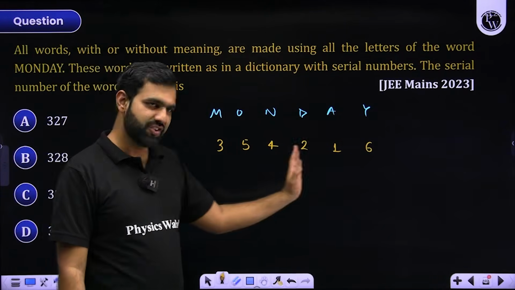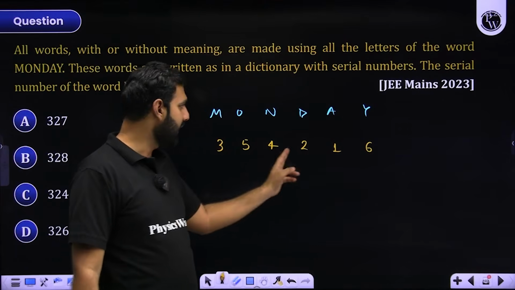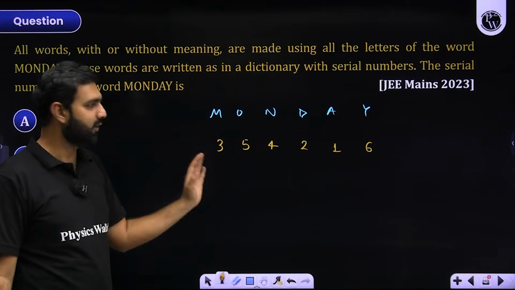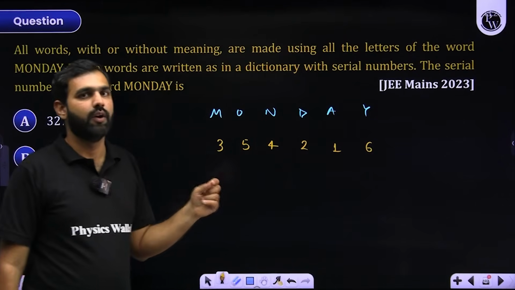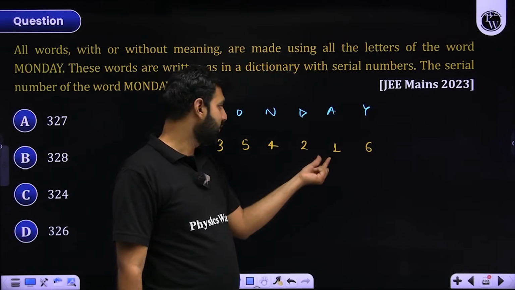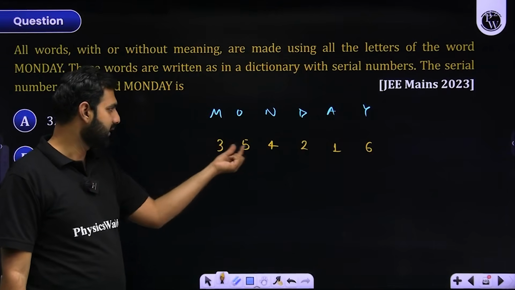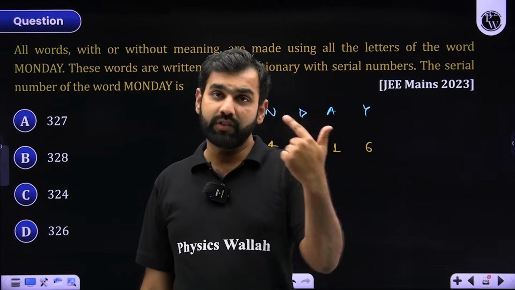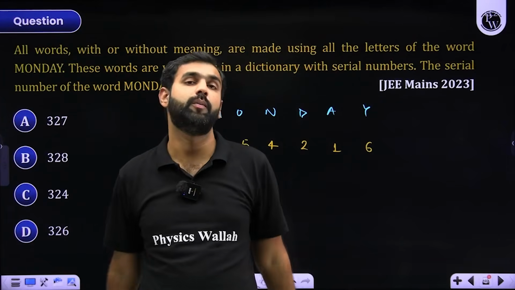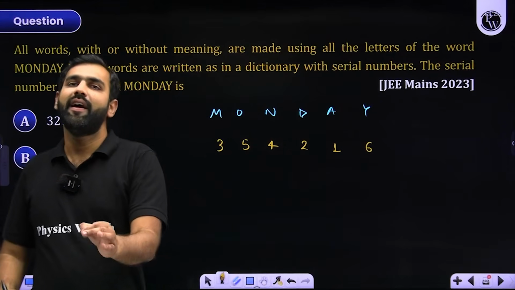Once you have arranged them like this, so M, O, N, D, A, Y, they'll have their indexes like this. Let's assume that our alphabet has only these 6 letters. As per the alphabet, A will be the first one, D will be the second one, M will be the third, N will be the fourth, O will be the fifth, and Y will be the sixth letter. So out of these 6 letters, if I create all the possible arrangements, where will you rank Monday?